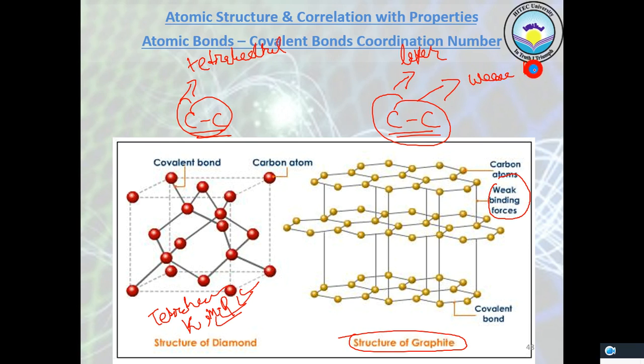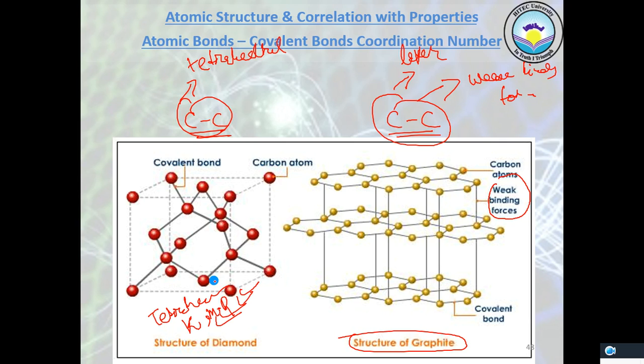Weak binding forces exist in the case of graphite only, while in diamond there is a very strong bond. That's why the diamond structure has a very high thermal conductivity, and similarly it has a much higher strength as well. Its melting point and boiling point will be higher, and it can also store energy for a long time.